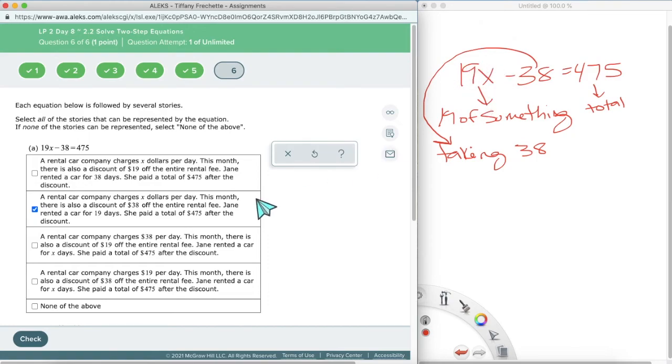So this month, there's also a discount of 38 off the entire rental fee. Oh, discount means I get to take that off. That works. Jane rented a car for X days. Okay, so they confirmed X is the number of days. She paid a total of $475 after the discount. All right, perfect. So I have my $19 per day, I have my discount of $38, and I have my total of $475. So this guy also works. And then I can click check.